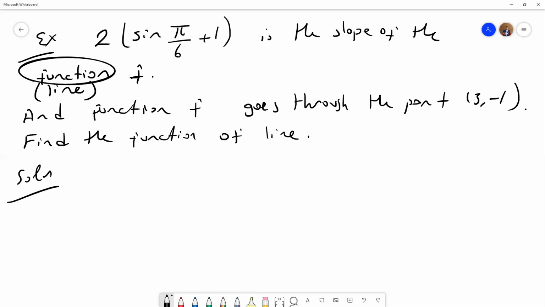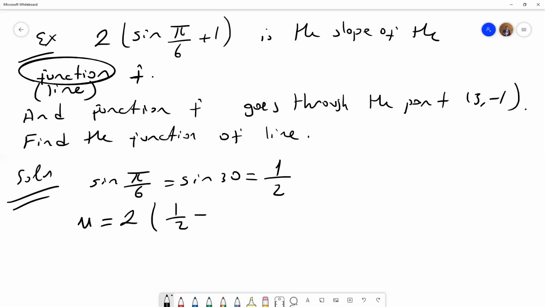Solution. First of all, let's find the slope. We know that sine pi over 6, this is sine 30, is 1 over 2. So the slope m is equal to 2 multiplied by 1 over 2 plus 1, so it is 3 over... 2, okay, and this is 3, yeah, m is 3. And finally, we know again the slope and point, and we can find the equation of the line.